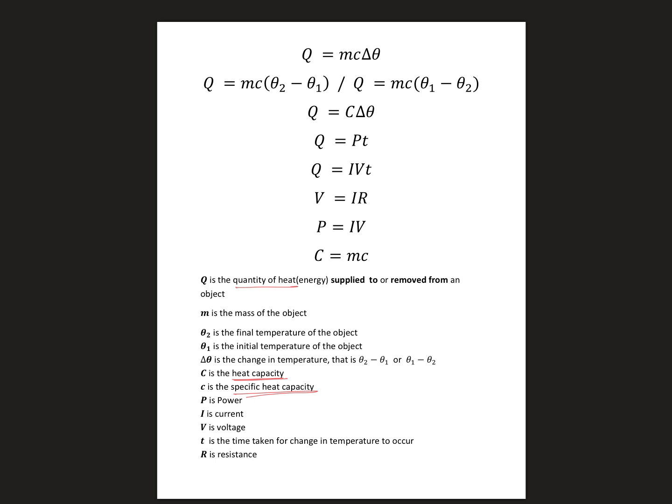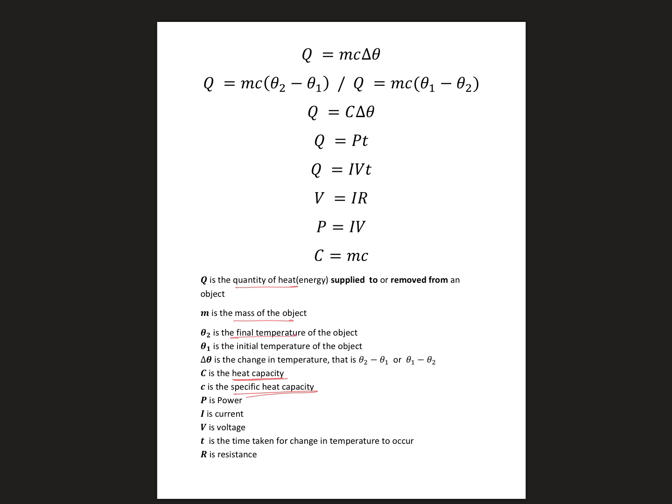Remember, if you supply heat to an object, its temperature increases. So which means the final temperature becomes higher than the initial temperature. But when an object is allowed to cool, or when heat is removed from an object, what happens? Its final temperature becomes lower than its initial temperature. So quantity of heat basically talks about both cases, whether heat is supplied to an object or is removed from an object. All right. M is the mass of the object.